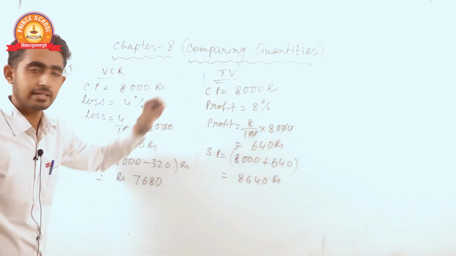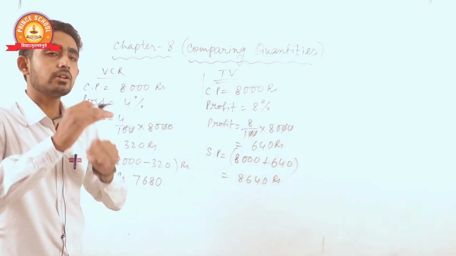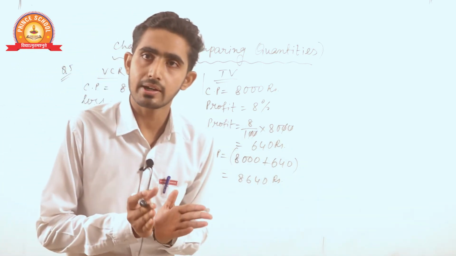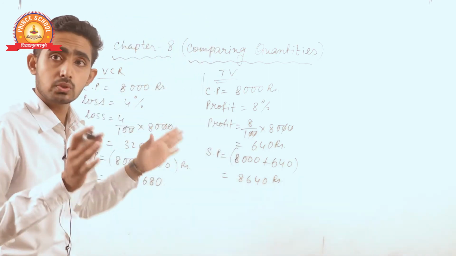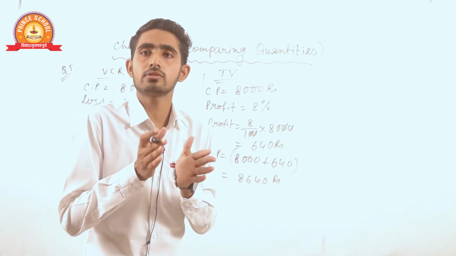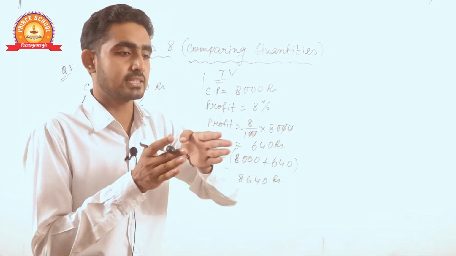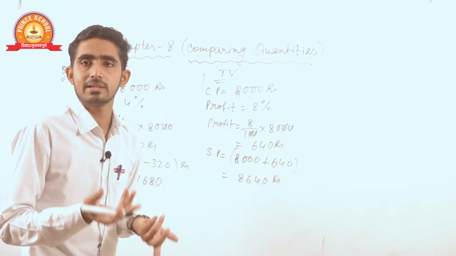Selling price of TV. Now listen. In your question, in the overall transaction, has there been a loss or a gain? Now we have to find out the total CP and total SP. After that we have to check which is greater, SP is greater or CP is greater. If SP is greater, then obviously what?